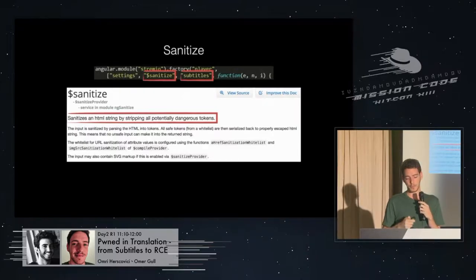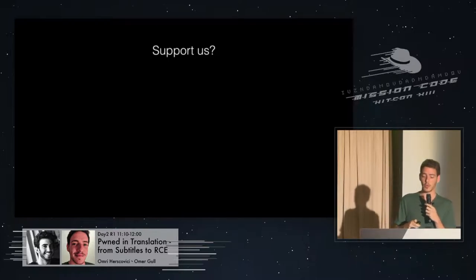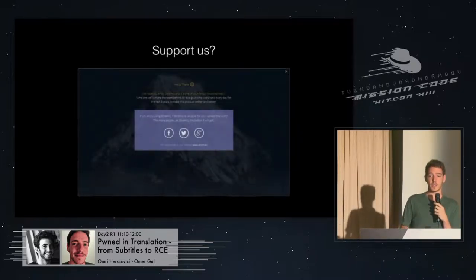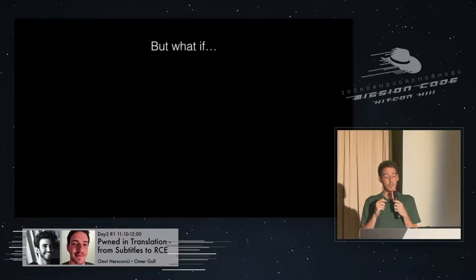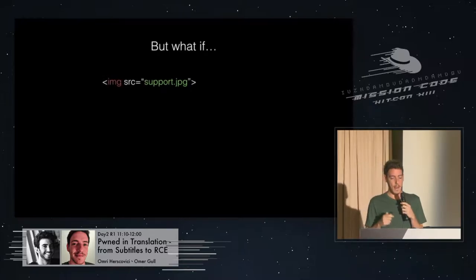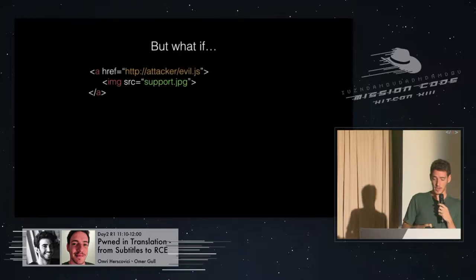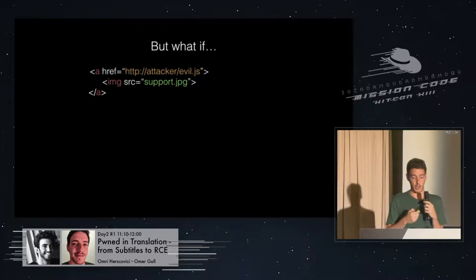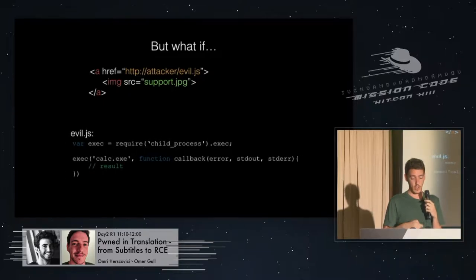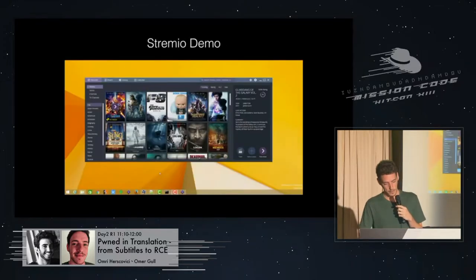If you've ever used Stremio, you must be familiar with their Support Us pop-up banner. Now, we know that we can use static HTML tags, right? So what if we present this same image of the Support Us banner using an image tag, but we surround it with an href tag? This way, there's no script to be sanitized. Once the user clicks, like he always does, in order to close it, he will be redirected to our malicious JavaScript with the same code shown earlier. So let's take a look at this demo.